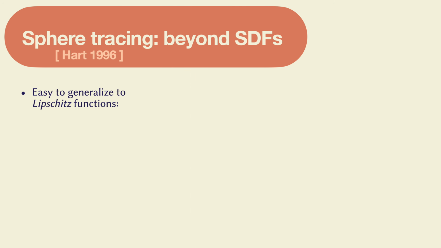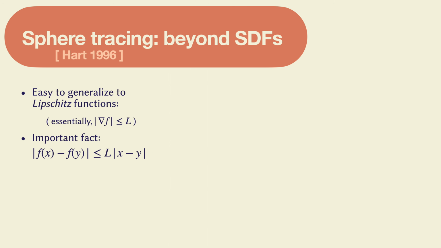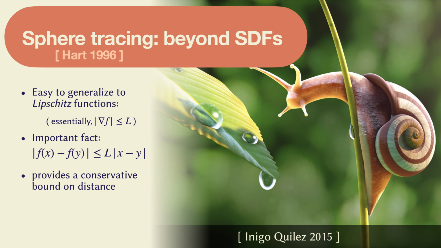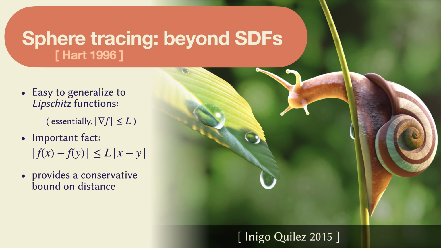And it turns out that it's easy to generalize sphere tracing beyond these signed distance functions to a broader family called Lipschitz functions. You can think of these as functions whose gradient is always smaller than some constant L called the Lipschitz constant. And the important fact about Lipschitz functions is that the difference in value between 2 points can never be more than L times the distance in space between those points. So knowing the value of a function at a point provides a conservative bound on the distance to any other level set. In turn, this lets us run sphere tracing on these functions. And people have designed Lipschitz functions to encode some incredible scenes, like this iconic sphere-traced snail designed by Inigo Quilez.